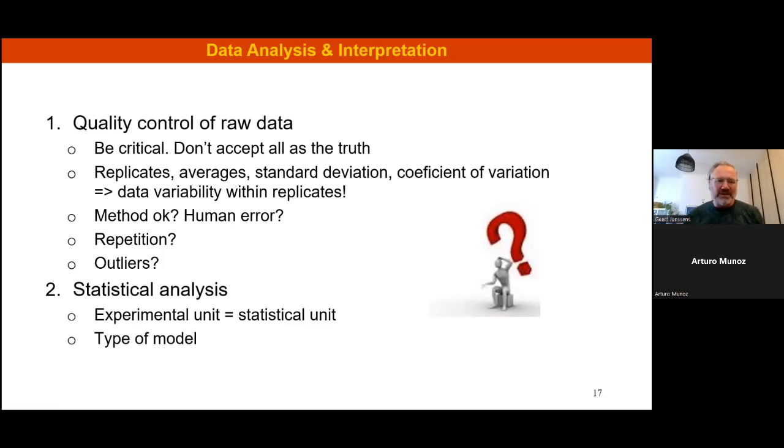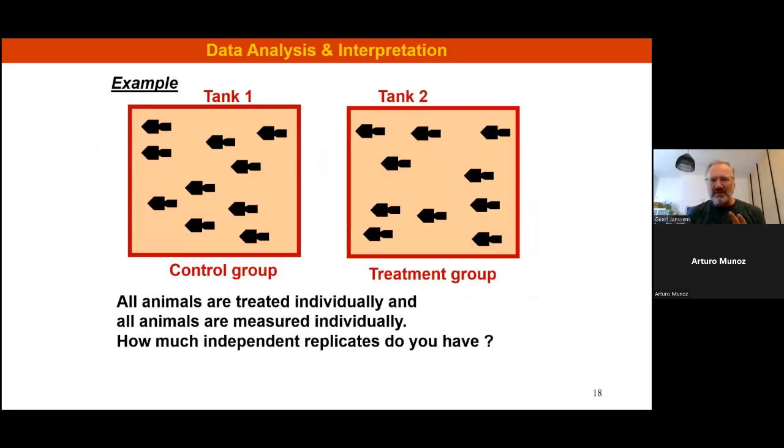And then we smoothly come into the statistical analysis. You have to think, what is your experimental unit? Even if you don't do an experiment, you have to think what can you independently analyze? And that's not always as easy to identify. So which type of model are you using? I give a very simple example. This is more for an experiment.